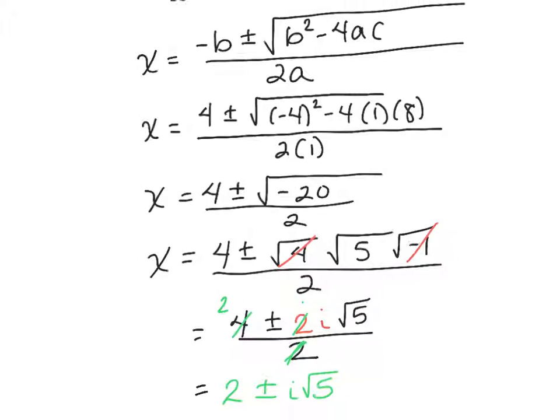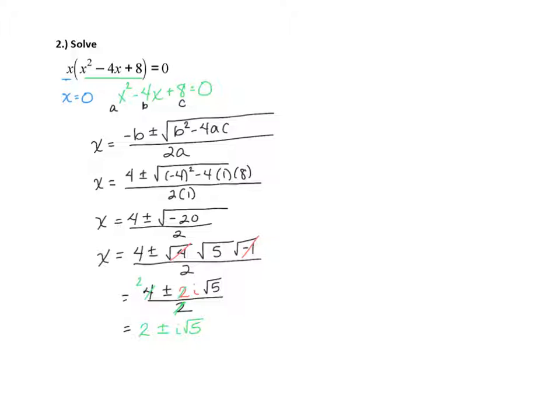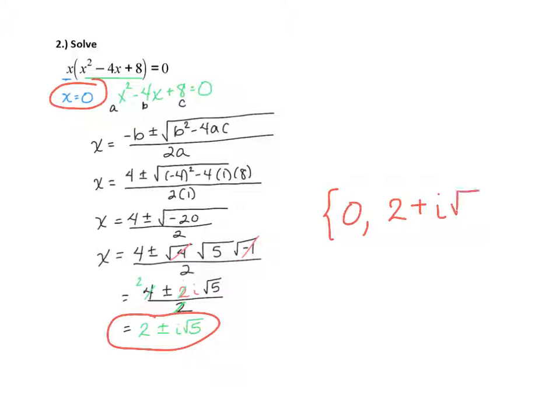All right, let me zoom out so we can actually see all of our solutions here. So we have a solution, I'll use a red here, we had x equals 0, and then we have these two solutions right here. So our solution set would be 0, 2 plus i square root of 5, and 2 minus i square root of 5. So 3 solutions, 1 real solution, 2 imaginary solutions.